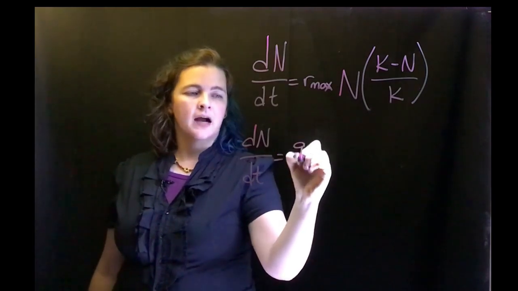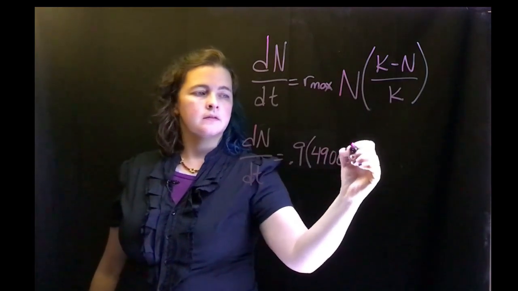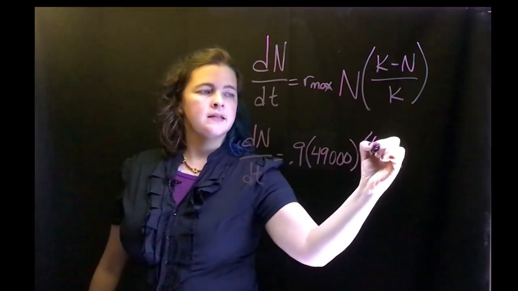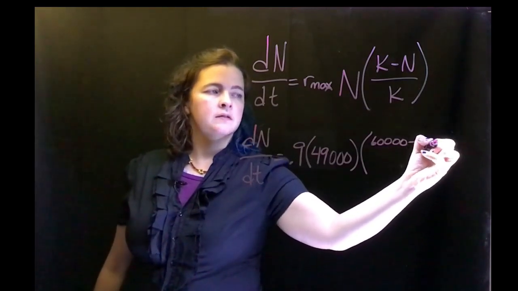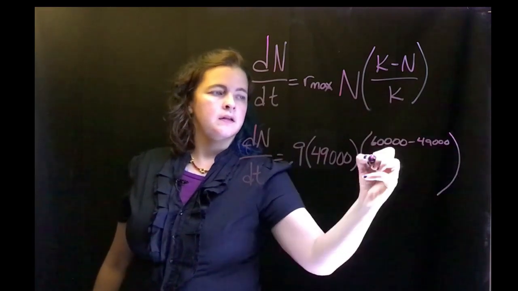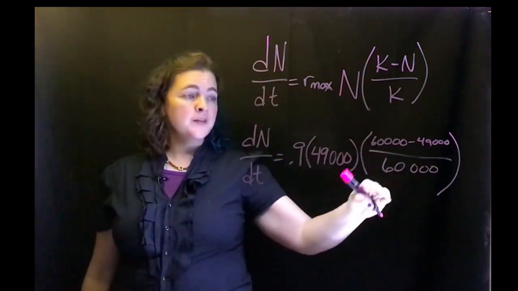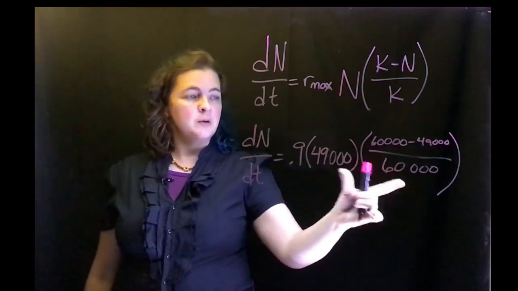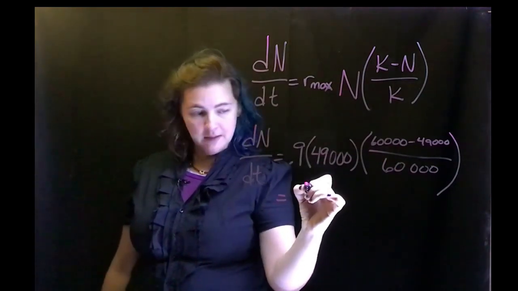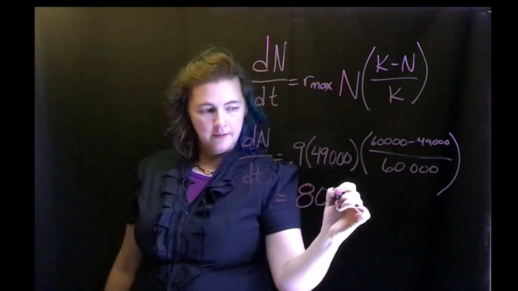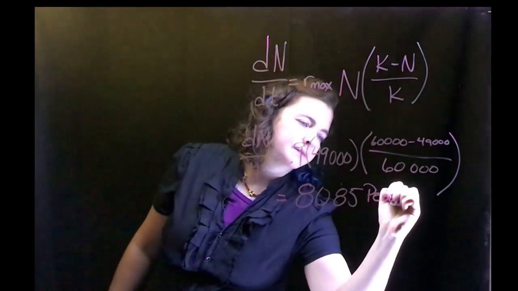Our R max is 0.9. Our N is 49,000. K is 60,000, minus N, our 49,000, divided by K, which is 60,000. And then when we do all this math out, I'll do this one first and then this one, and then multiply them together. Our dN/dt, or our change over time, is going to be 8,085 people per year.